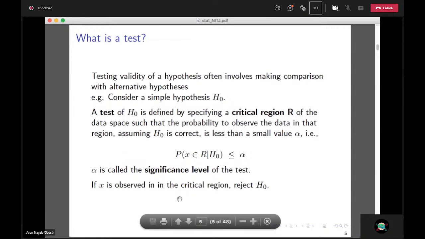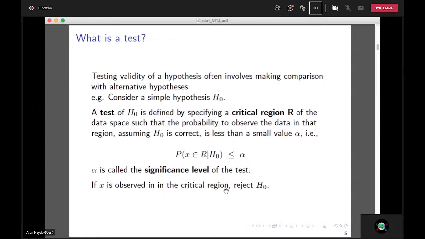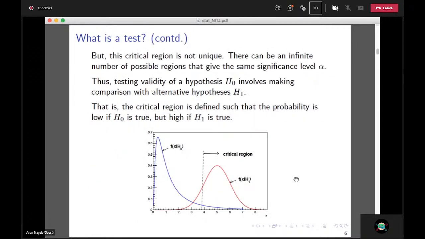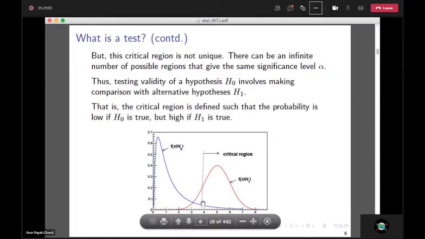Okay, and if X is observed in that critical region, then we can reject the H0. So like this. For example, if we want to test this H0, we define a critical region, the region above this line. And if the probability of finding the observed one is in this region, then we can reject this hypothesis.